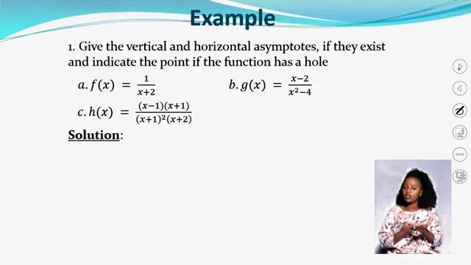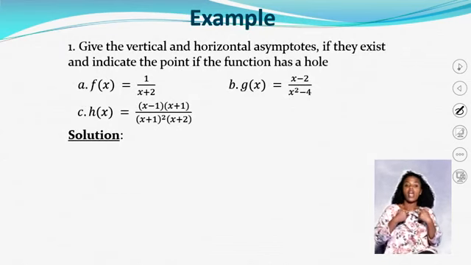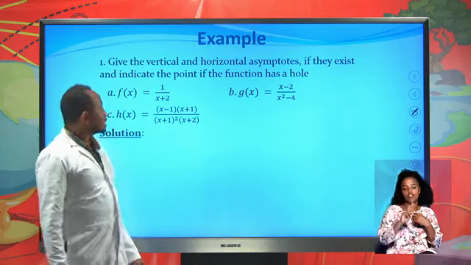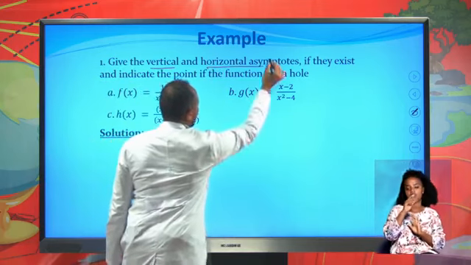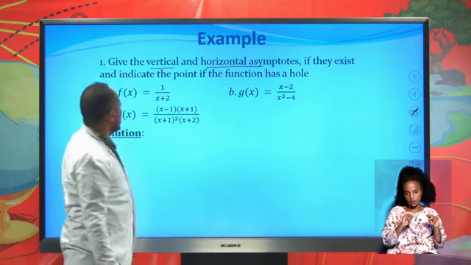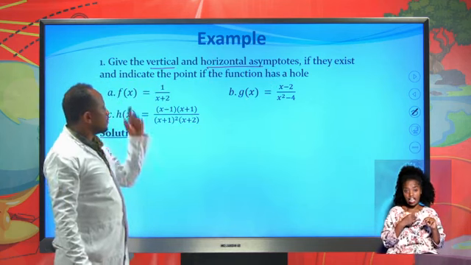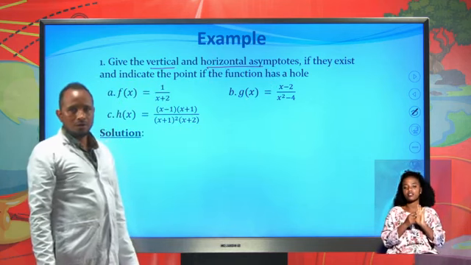Here we have 3 rational functions. We are asked to find the vertical and horizontal asymptote if they exist and indicate the point if the function has a hole.